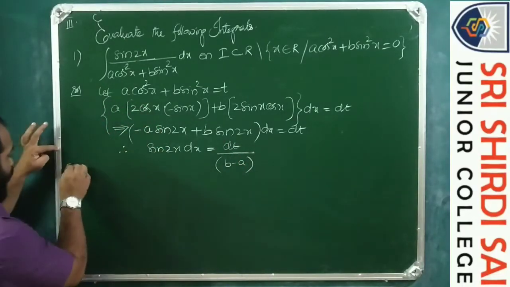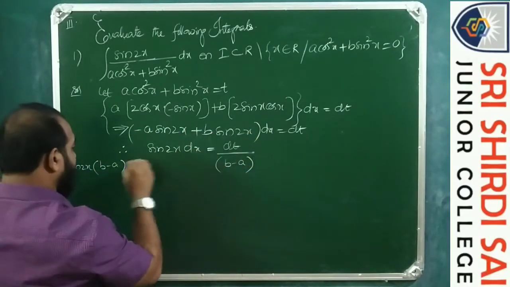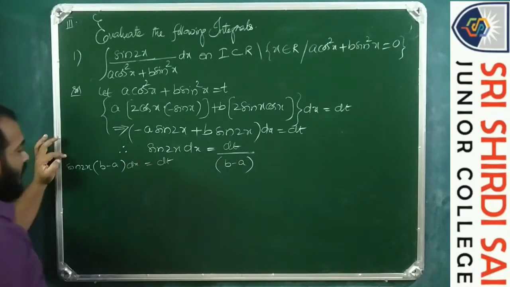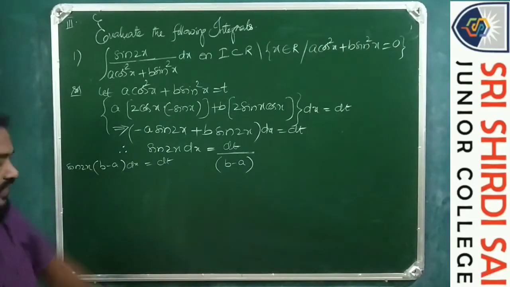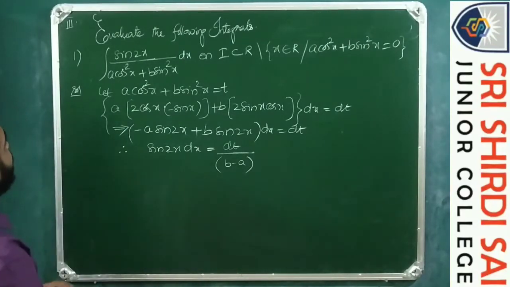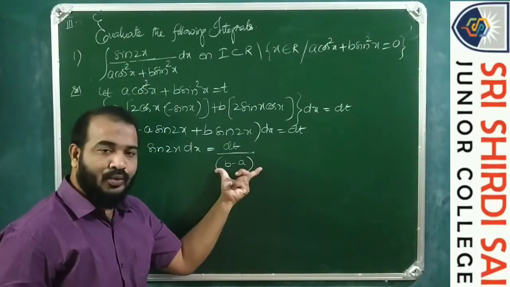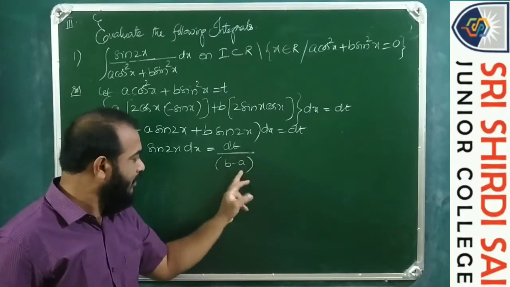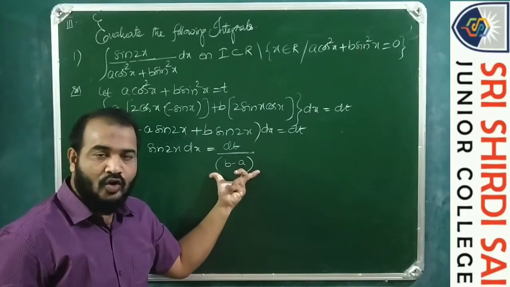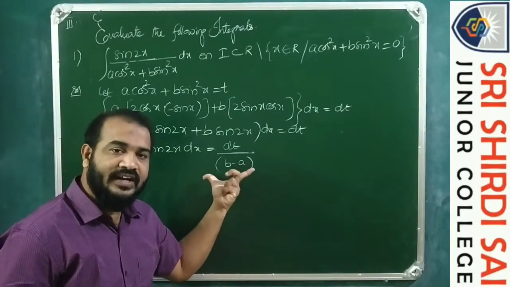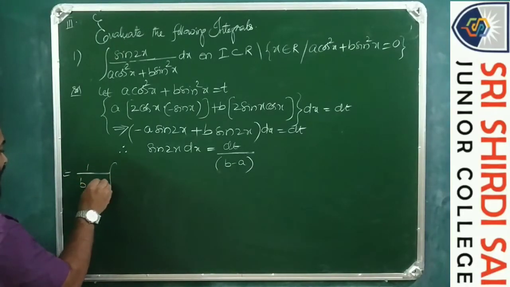Because this is sin 2x, you take common, then this is (b minus a) dx equals dt. Therefore sin 2x dx equals dt by (b minus a). So this integral, sin 2x dx, we have seen it to be dt by (b minus a). Here 1 by (b minus a) is free from the variable, therefore this is treated as a constant. Constant is to be separated from the process of integration. So this is equals to 1 by (b minus a).